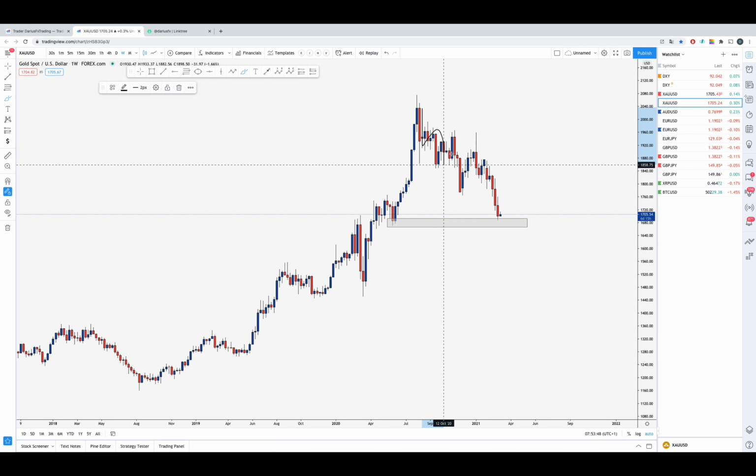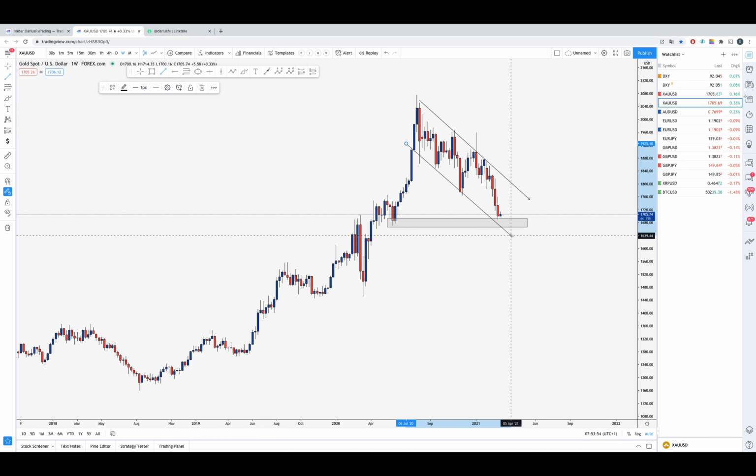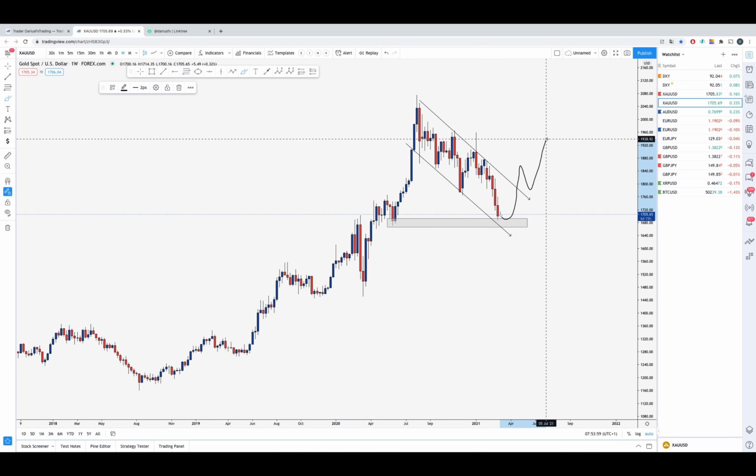And this kind of thing over here is still in that correction to the downside. We can take these trend lines over here, and you can see that we are currently at the bottom, and that's a bull flag. That's an additional confirmation, and we would like to see kind of movements like this.